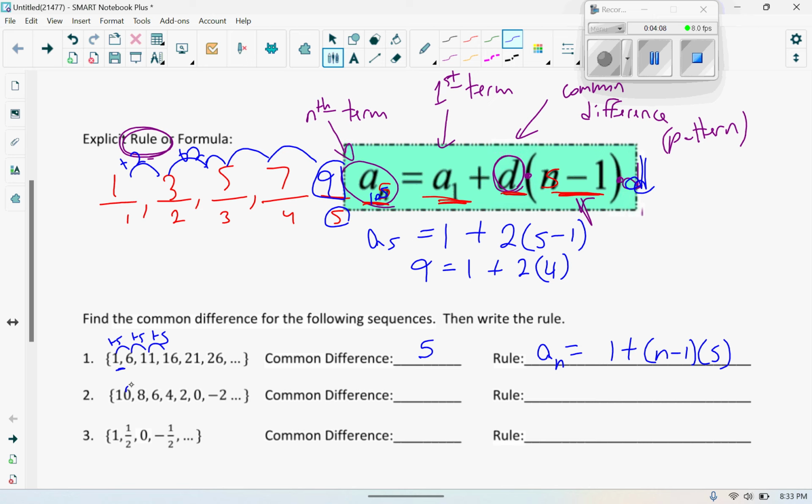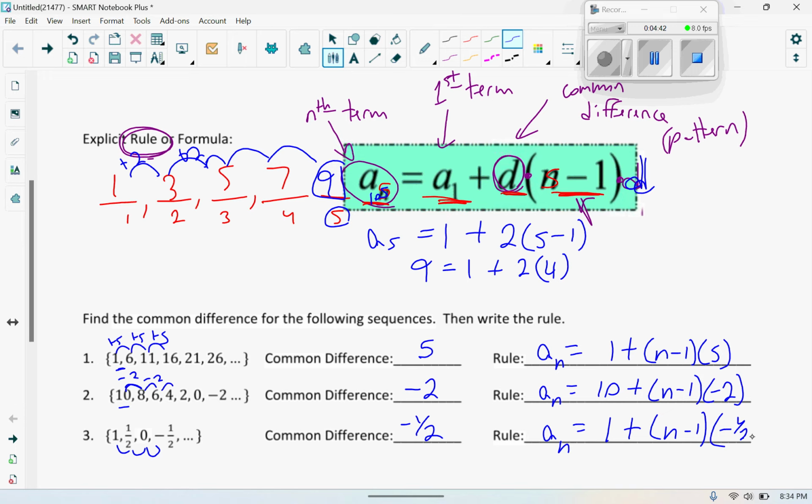Now let's figure this one out. It looks like I'm subtracting 2 every time, so my common difference is negative 2. So a sub n equals, my first term is 10, so 10 plus n minus 1 times negative 2. This one, it looks like I am subtracting 1/2 every time. So that's my common difference, and I'm going to say 1 plus n minus 1 times negative 1/2.